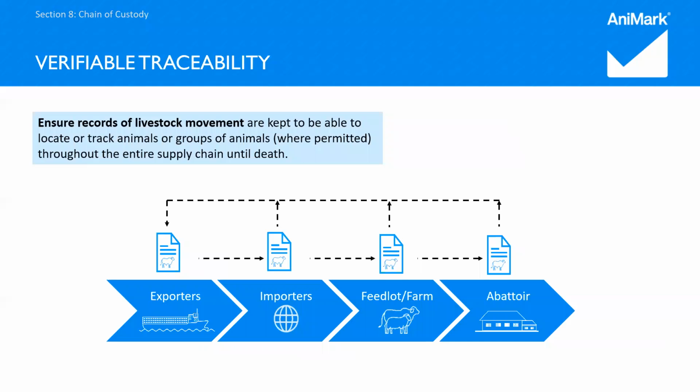The last piece to chain of custody and traceability is around verifiable traceability of animals through supply chains. Verifiable traceability means that all animals through the supply chain have to be traced until death. And that means that they have to ensure records of livestock movement are kept to ensure and locate those animals.